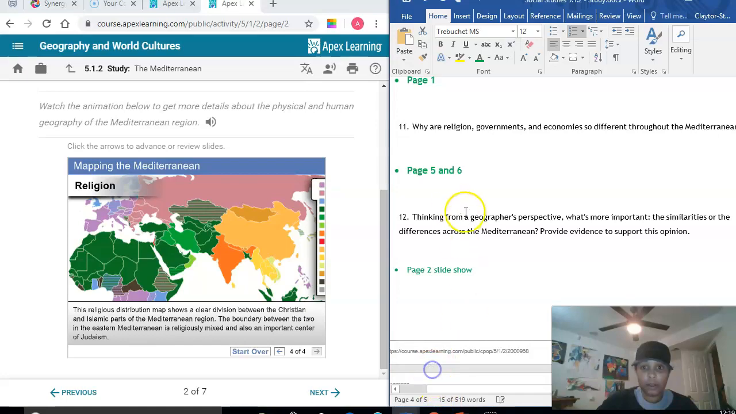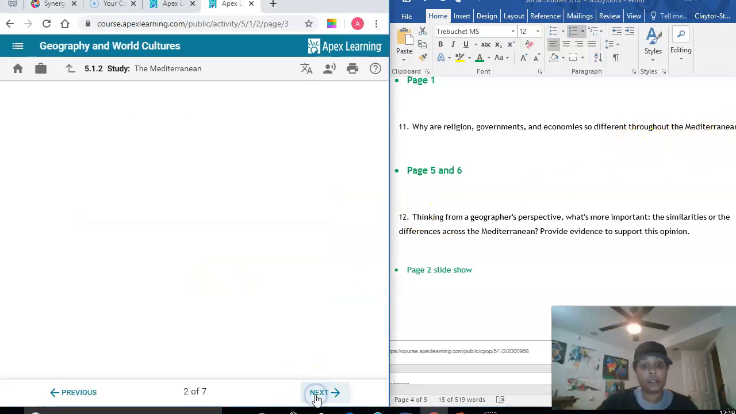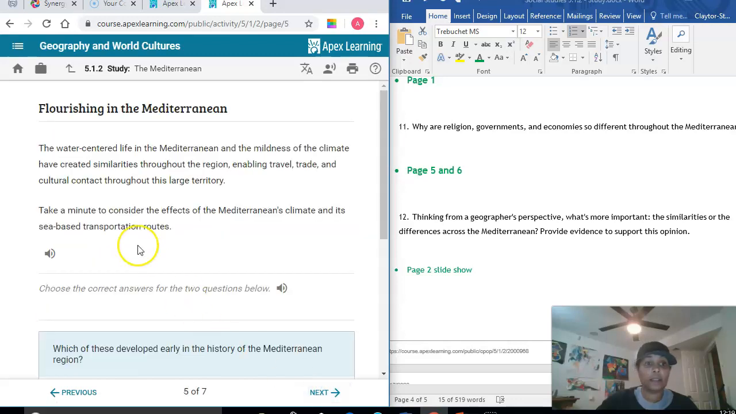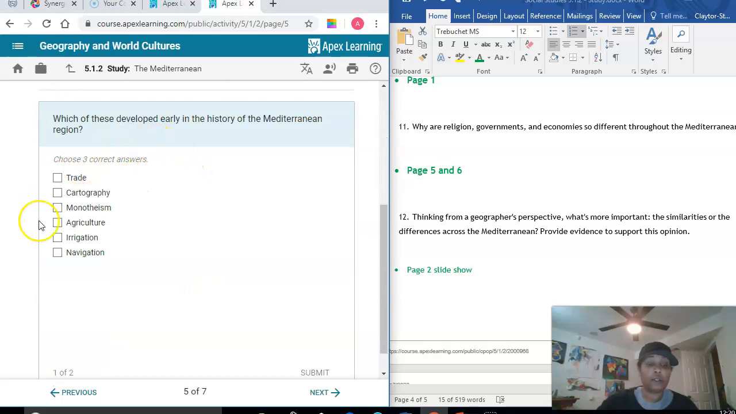Okay, number 11, you have, let's see, over here. Why are religion, governments, and economies so different throughout the Mediterranean region? Let's go to page 5 and 6. All right, it says the water-centered life in the Mediterranean and the mildness of the climate have created similarities throughout the region, enabling travel, trade, and cultural contact throughout this large territory. Looking back at number 11, religion, government, economy so different. Take a minute to consider the effects of the Mediterranean climate and its sea-based transportation routes. All right, and make sure you look into these.